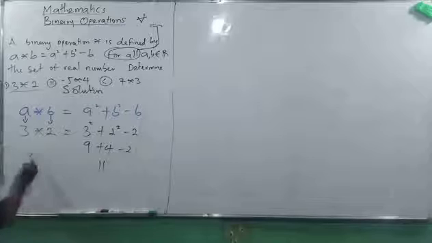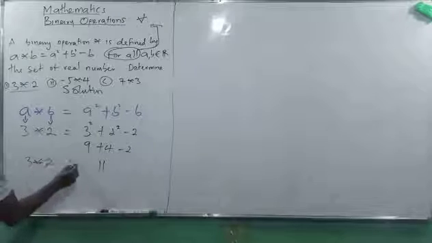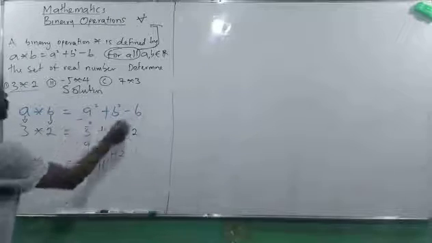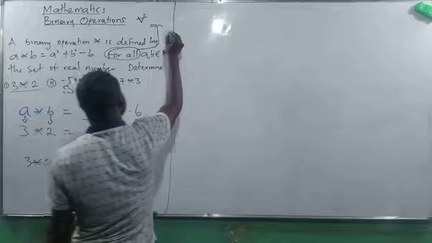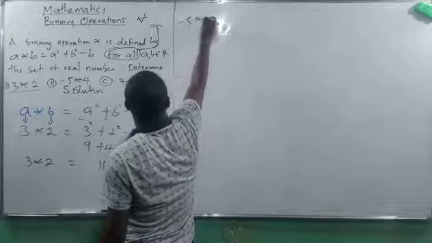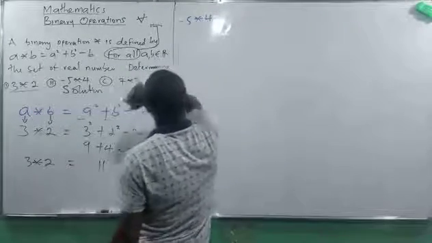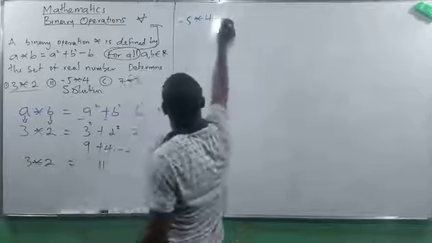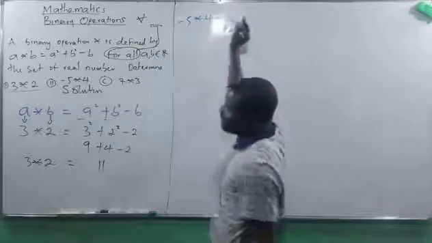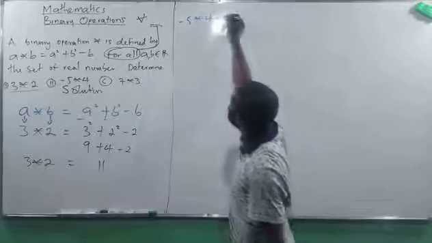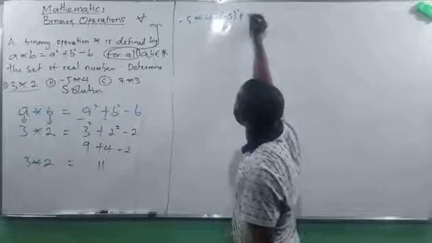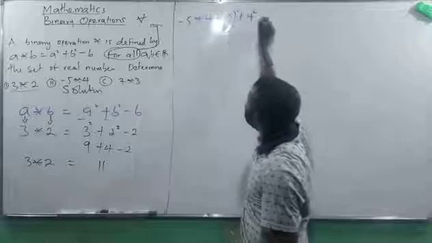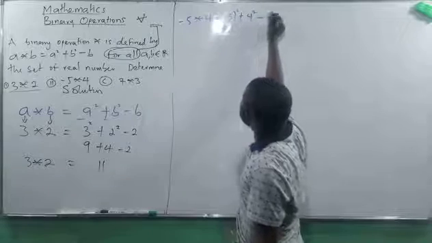It means 3 operates with 2. On this definition, it will be equals to this. That is what you just need to learn there. Now, can somebody try to tell me this? Minus 5 operate with 4. Okay. Now, we think it's a very simple one. I think if you can try it, it will be what? Minus 5, look at squared, plus 4 squared, and minus 4.